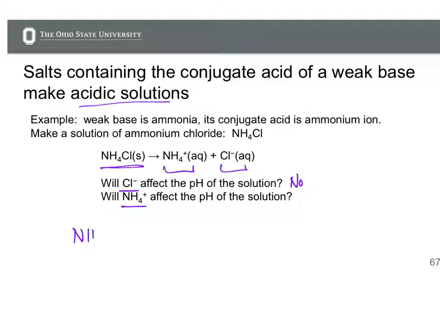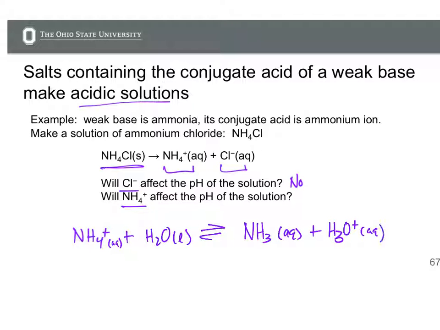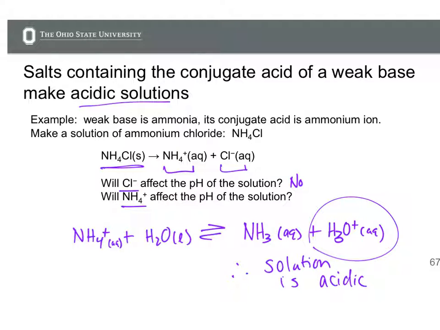NH4 plus, though, will affect the pH of the solution. If we write out our equilibrium with water, what will form is NH3 and H3O plus. Because we have H3O plus on the product side, that means the solution will be acidic. Make sense? You're going to want to practice these.